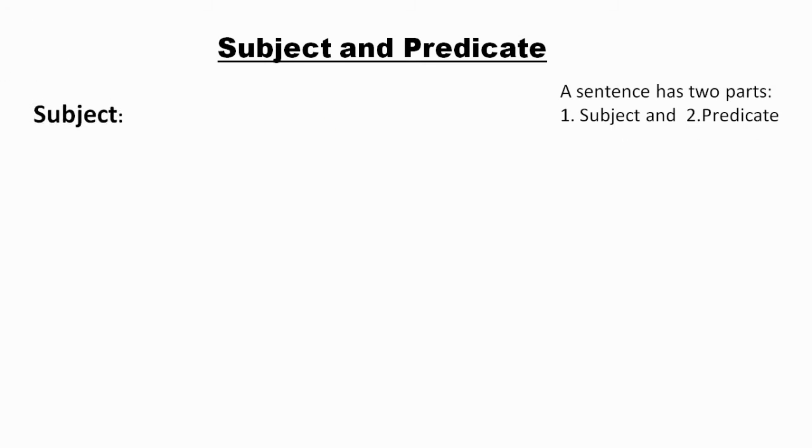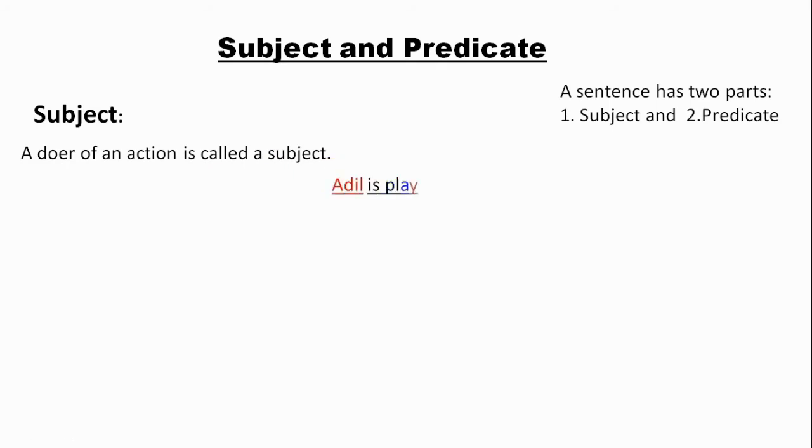So let's understand first subject. What is subject? A doer of an action is called a subject. What is a doer? Let me give you an example first.